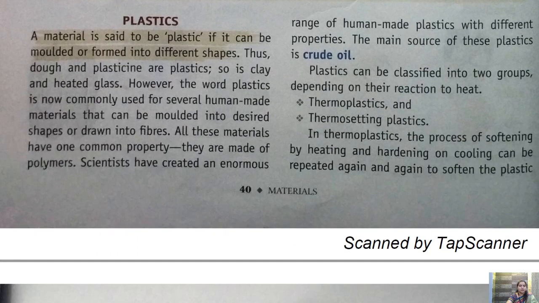Yes, so plastic. A material is said to be plastic if it can be molded or formed into different shapes. Agar hum isko mold matlab ki shape change kar sakte hain ya hum usko kisi garam karke usko naye form mein change karenge, that is the property of plastic and that is plastic basically. Okay, this is an important line children, they are made up of polymers. These plastics are made up of polymers or they are basically polymer.